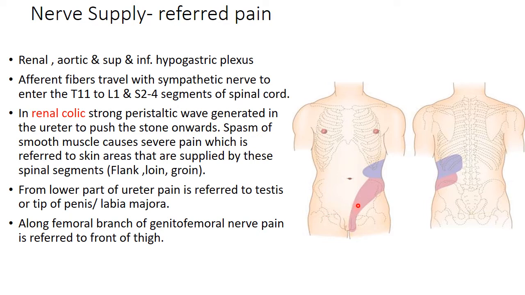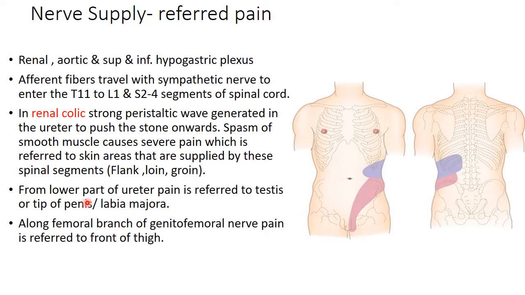In case of renal colic, a strong peristaltic wave is generated in the ureter that tries to push the stone onwards. And because of the spasm of the smooth muscle, it causes severe pain which is referred to the skin areas which are supplied by these spinal segments. That means segments T11 to L1 and S2 to S4 of the spinal cord. So afferents are reaching these spinal segments, and the pain will be felt along the supply of these spinal nerves. That is in the flank area, loin area and groin area.